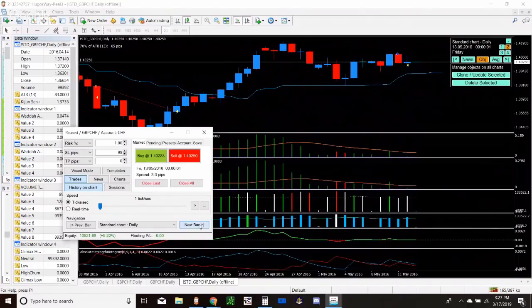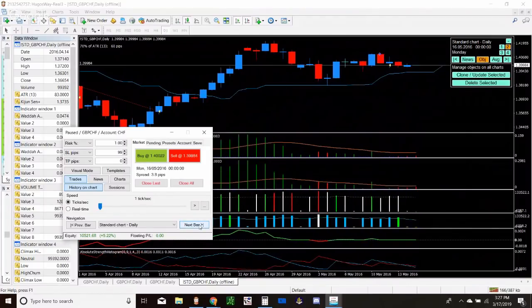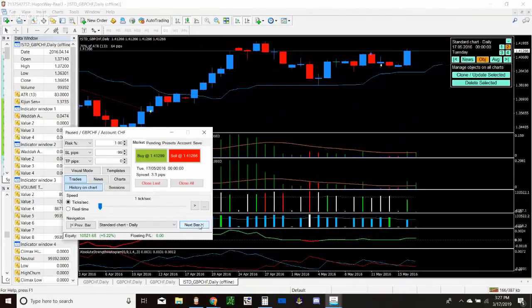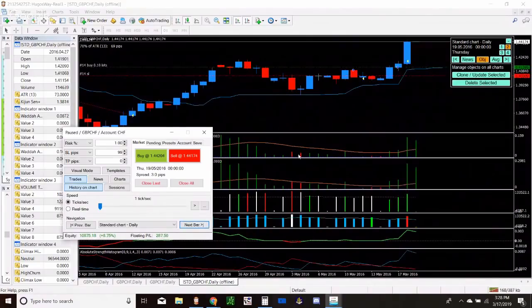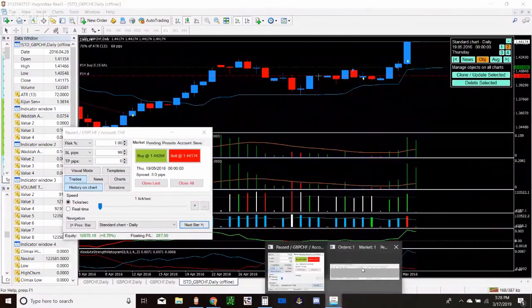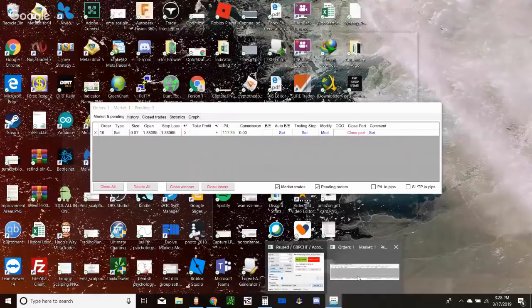Okay, so it looks like we got stopped out on that one. Okay, so we got a buy signal there. MT4, we'll just say it's the same. Okay, so we hit our take profit on that. We'll move our next one to break even.